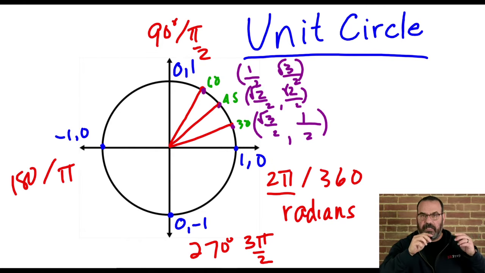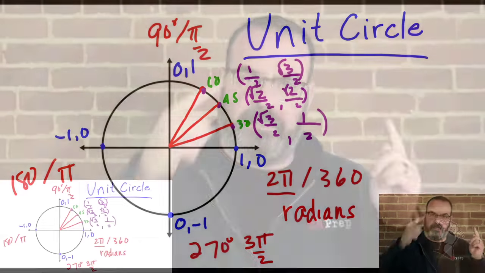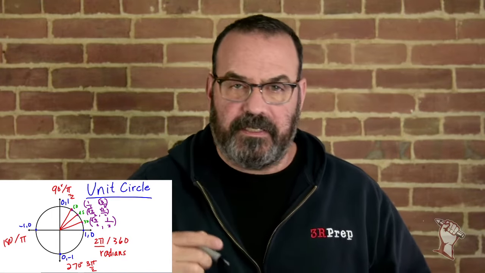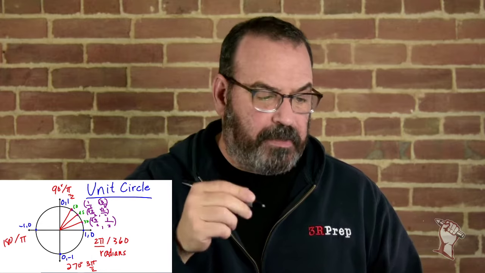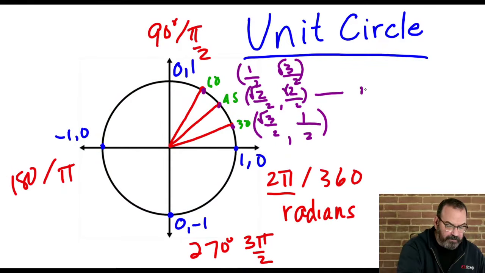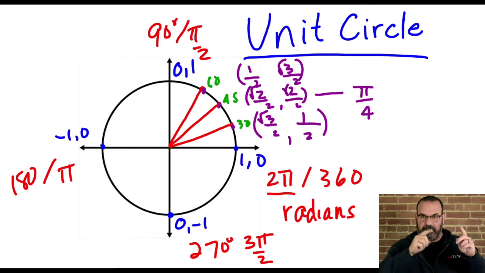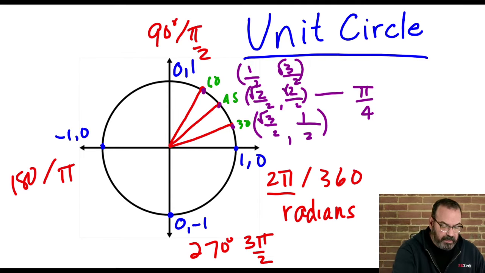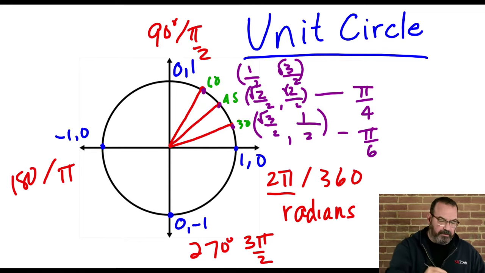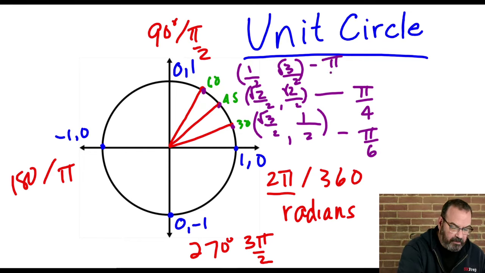Then if we look at how far the arc length is at 30 degrees, 45 degrees, and 60 degrees, let's take 90 degrees as pi over 2, cut that in half, and we have 45 degrees as pi over 4. 90 degrees cut into 1/3 is 30 degrees, and that gives me pi over 6. And then 60 degrees is double 30 degrees, and that gives me pi over 3.